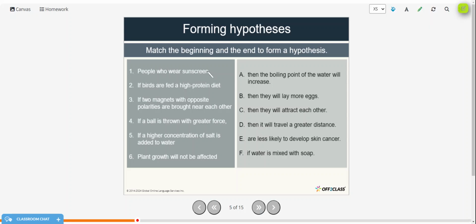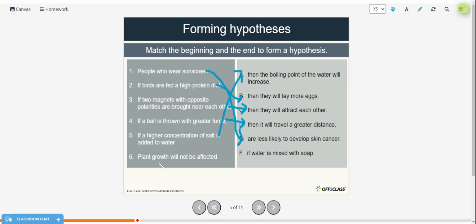So people who wear sunscreen are less likely to develop skin cancer. If birds are fed a high protein diet, then they will lay more eggs. If two magnets with opposite polarities are brought near each other, then they will attract each other. If a ball is thrown with greater force, then it will travel a greater distance. If a higher concentration of salt is added to water, then the boiling point of the water will increase.